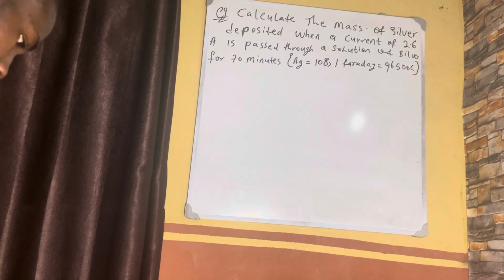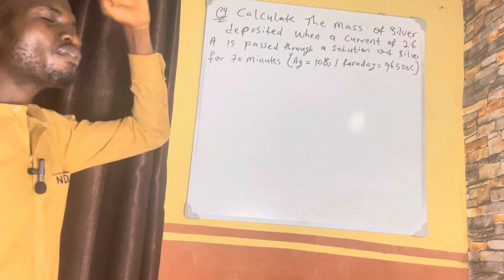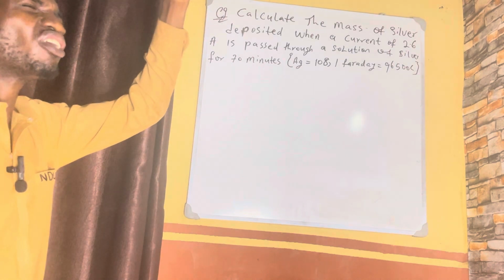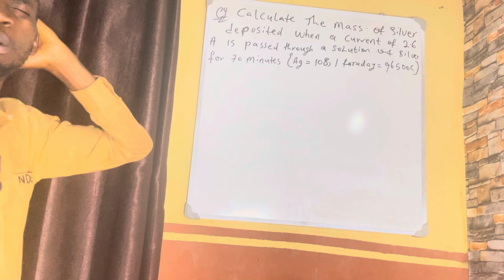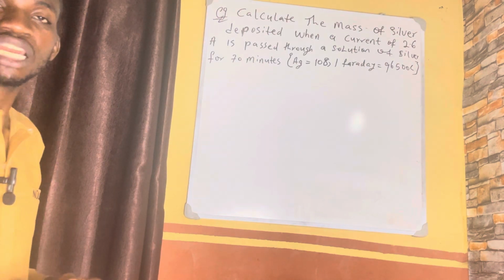So look at the board. We're going to solve some calculations under this. I will give you tips on how to know the calculation. Faraday's laws, all the calculation under electrolysis, is all about direct proportion. It's all about what? Direct proportion. If you read the question, you understand that it's all about direct proportion.